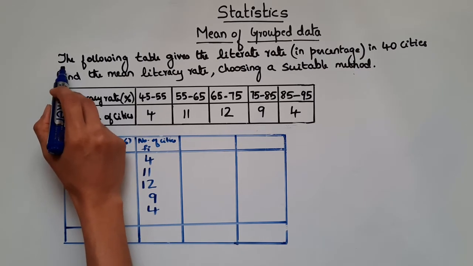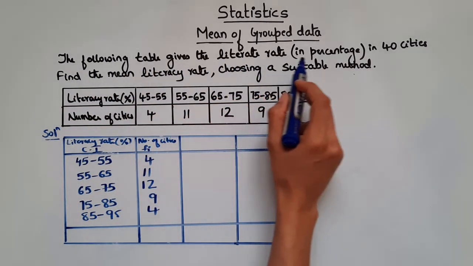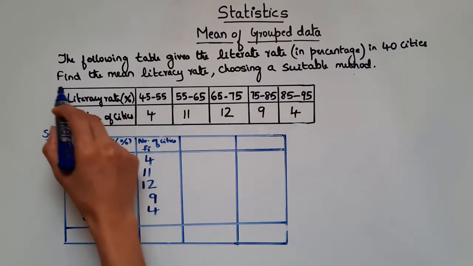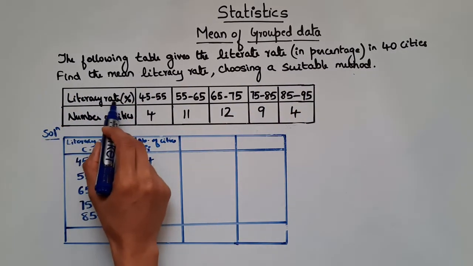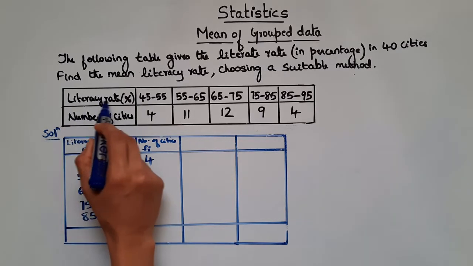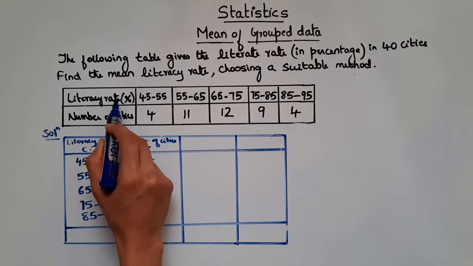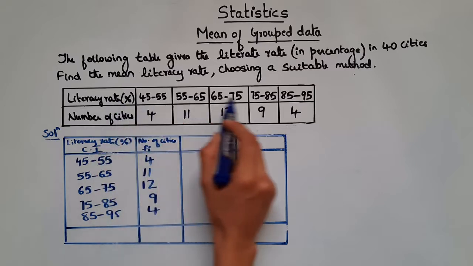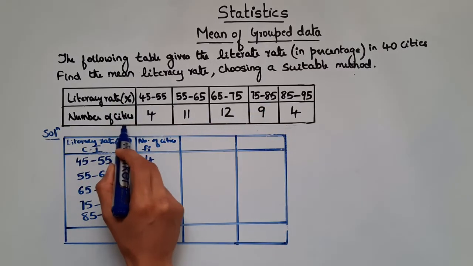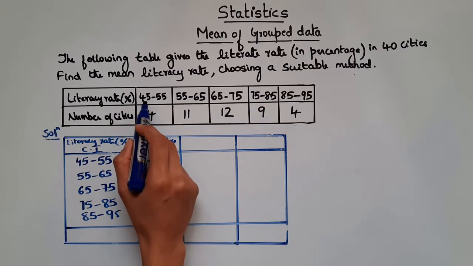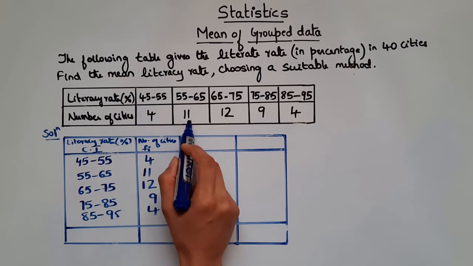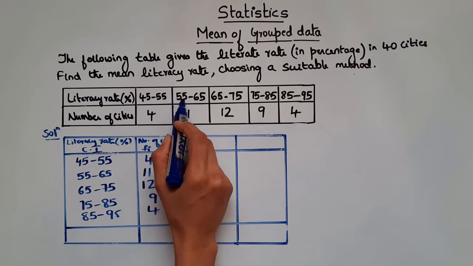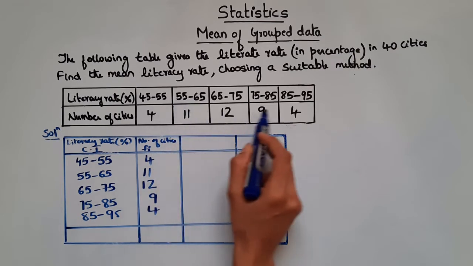So here it says, the following table gives the literacy rate in percentage in 40 cities. Find the mean literacy rate choosing a suitable method. So here literacy rate is given and number of cities. Here literacy rate means people who can read and write. In 4 cities, the literacy rate was in between 45 to 55%. Similarly, in 11 cities, the literacy rate was 55 to 65%, and so on.